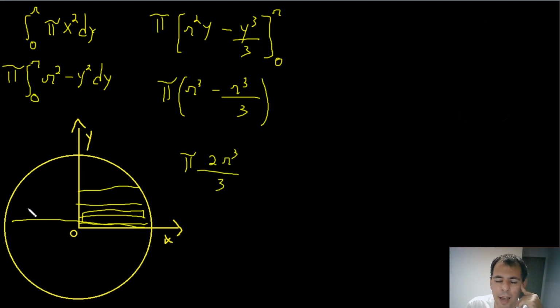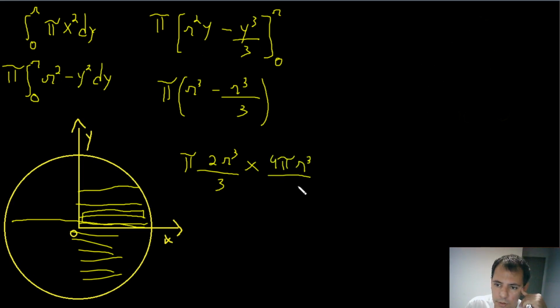But this is just half of the sphere. You also have to account for the bottom half, so you have to multiply the whole thing by 2. Multiplying it by 2, you get 4 pi r cubed divided by 3. And that's the volume of the sphere. Okay? That's it.